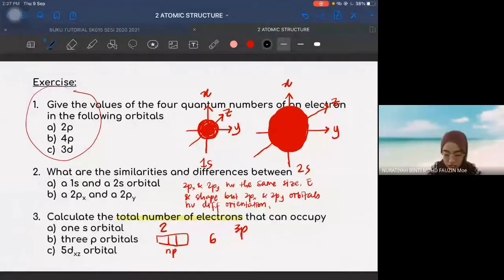So, maksudnya dalam 1, 2, 3, 4, 5, 6. Dia bukan cakap dalam third shell. Okay, kalau third shell dia tanya berapa banyak elektron, dia maksudnya awak campur semua. Kalau dia kata 3p orbital saja, maksudnya inilah awak ada 3 kotak tu, 3p orbital. Okay, so the total is 6 electrons, alright?